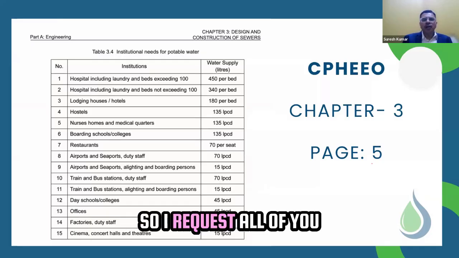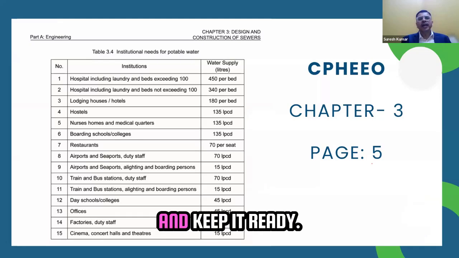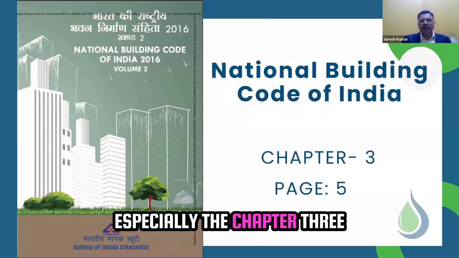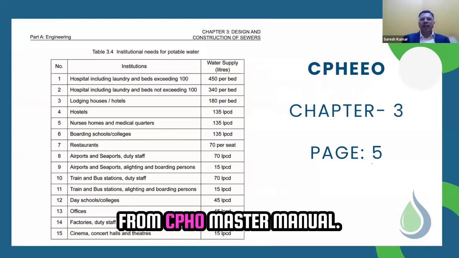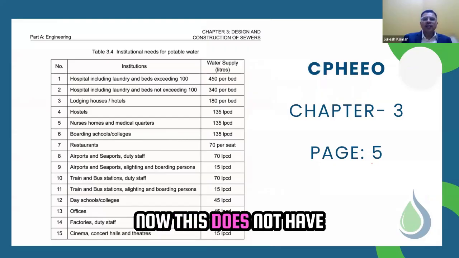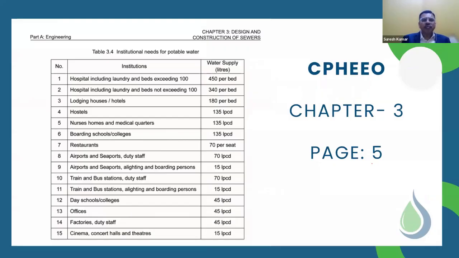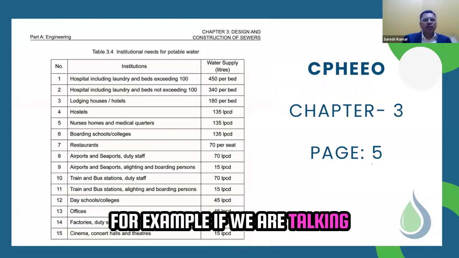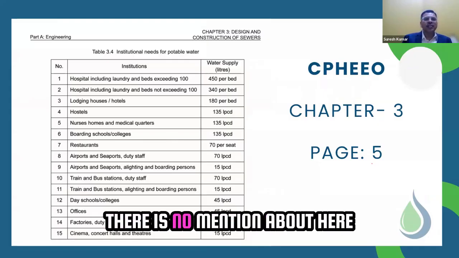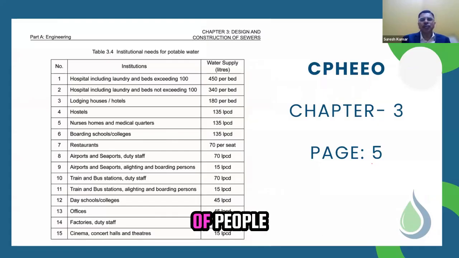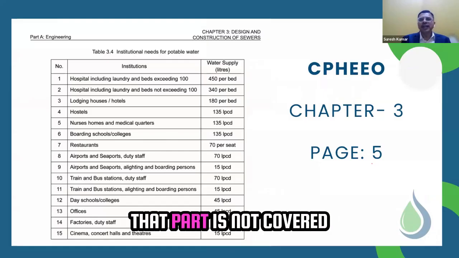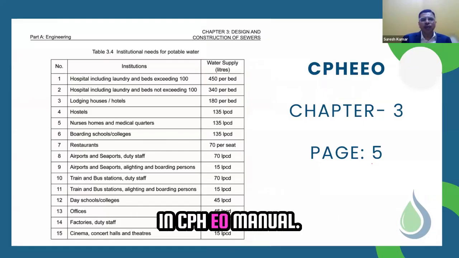So I request all of you to download this book and keep it ready, especially chapter 3 from the CPHEO manual. Now, this does not have a certain amount of data. For example, if we are talking about an apartment complex, there is no mention of apartment complex here. How to calculate the number of people in an apartment complex? That part is not covered in the CPHEO manual.